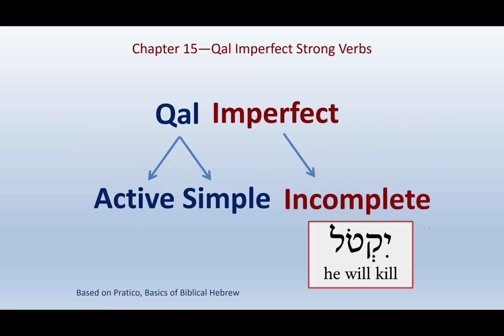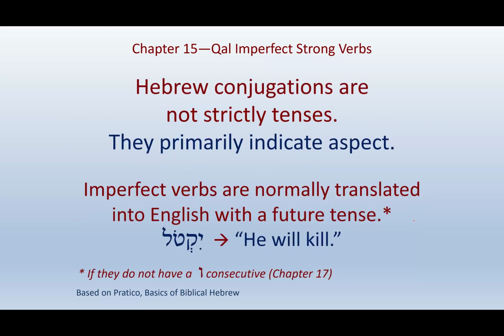So we're talking about Qal imperfect. We're looking at active, simple action, and it's incomplete action. So we have yiktol, he will kill. We translate it as future. Hebrew conjugations are not tenses. We don't have tenses in Hebrew.